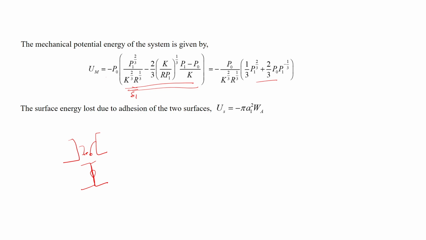The adhesion can happen only when the energy decreases. So, now the interface has this energy, minus pi a1 square into Wa, where Wa is equal to gamma 1 plus gamma 2 minus gamma 12, which we have defined earlier. So, this is the thermodynamic quantity of energy that decreases when the surfaces are brought closer together. So, this quantity is called the thermodynamic work of adhesion.